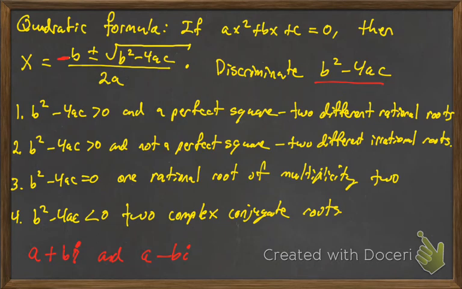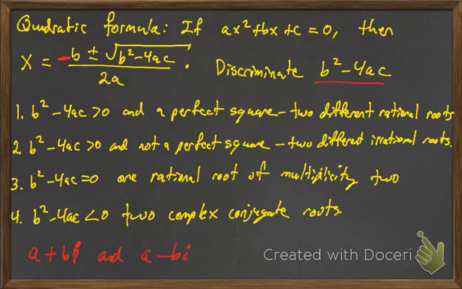Here's the quadratic formula, and then we also have something called the discriminant. That's the b squared minus 4ac, the thing under the square root. That is going to tell us what kind of answers we're going to have. So we have 4 conditions. If b squared minus 4ac is greater than 0, or positive, and it's a perfect square, then you're going to have 2 different rational roots or solutions, however you want to describe that. Roots, zeros, answers, all the same thing.